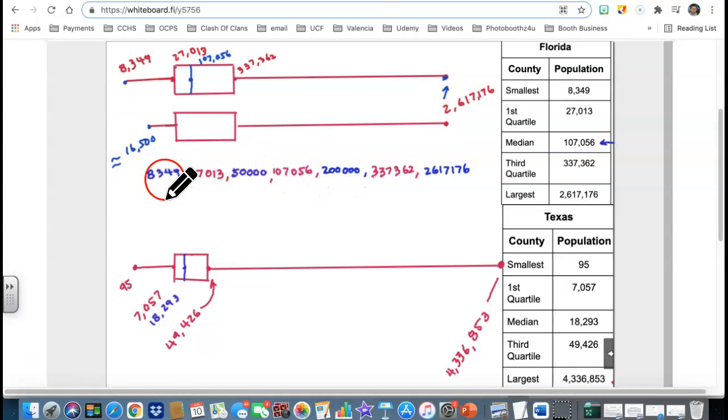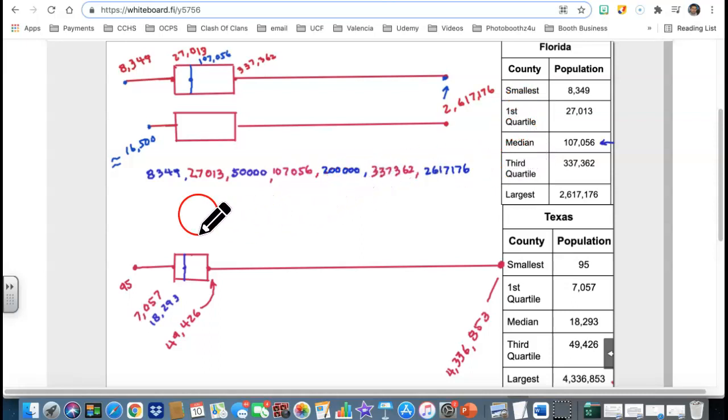Okay, I have the 8,349, which is the smallest county, the 27,000, which is my first quartile, the 50,000, which is pretend, the 107, which is my median, the 200,000, which is pretend, the 337, which is my third quartile, and the 2,617,176, which is the largest value, my largest county. How do they find the first quartile, median, and third quartile?